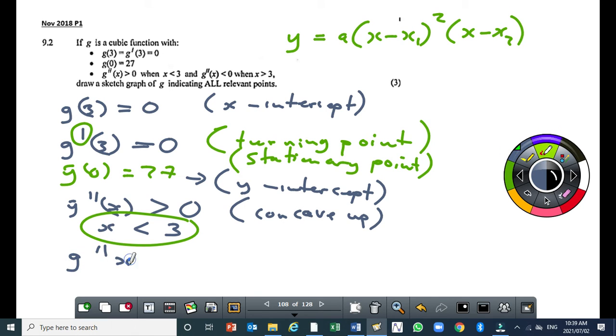Then g double prime of x is less than 0. This will be concave what? Down. Concave down. And again, it's concave down when x is greater than 3. Now, I'm going to ask you this question. If x is less than 3 and the graph is concave up, what does this mean in terms of the turning points? Is the minimum turning point to the left of 3 or to the right of 3?